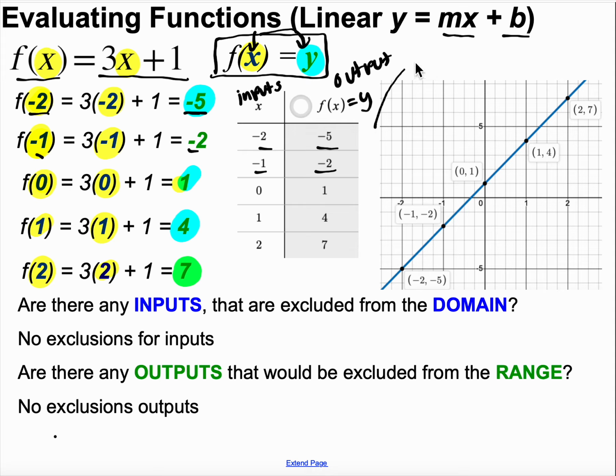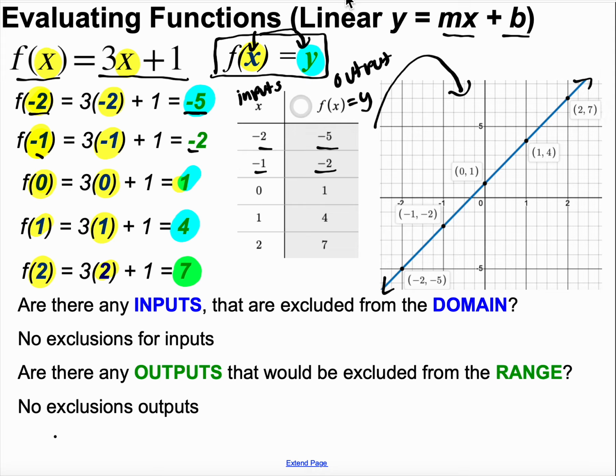And then we can also look at it graphically. I have it graphed over here as well. We can see that this is a linear function. It passes the vertical line test, right? If I drew a vertical line and I go from left to right, it's never going to go through more than one point. So this is in fact a function, and it's a linear function.